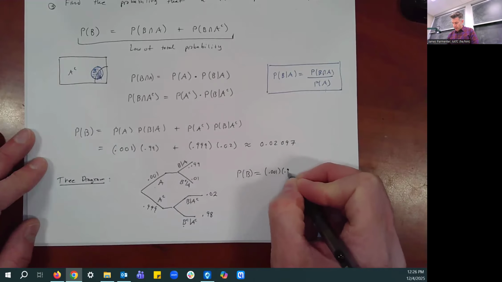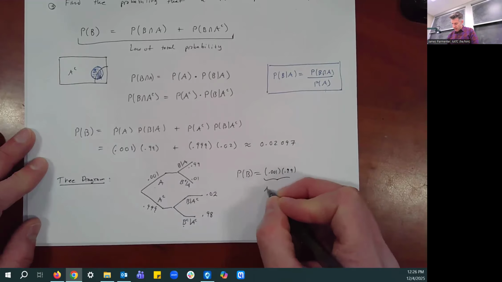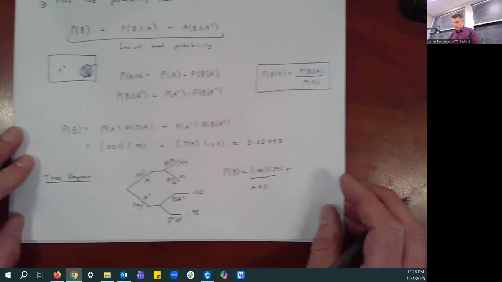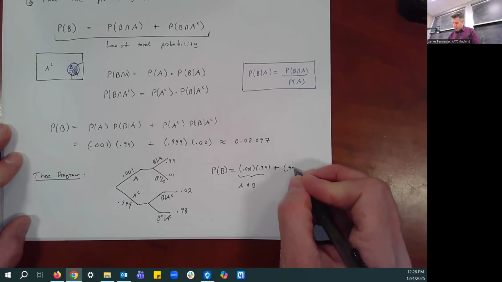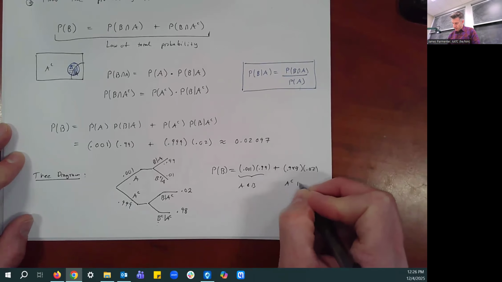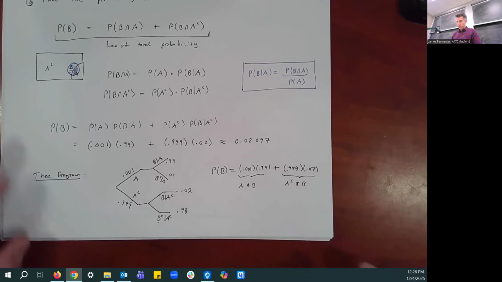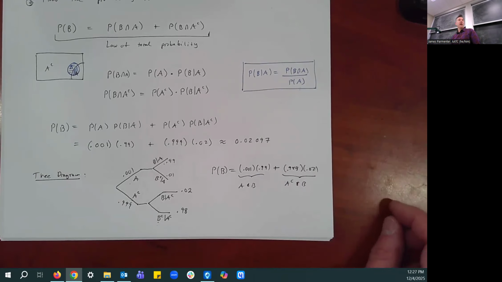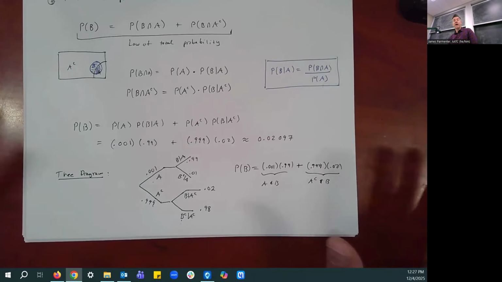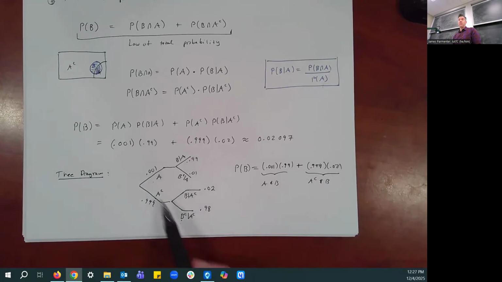So it's going to be 0.001 times 0.99. That's A and B. Plus 0.999 times 0.02. Not A and B. Same numbers, same calculation, just a different kind of perspective on how we're getting there. Either way is fine to think of it. I just think this is nice.